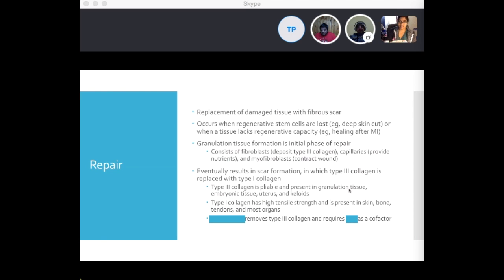And what enzyme removes type 3 collagen? Collagenase. And what cofactor does it require? Vitamin C? Zinc. Zinc. Alrighty.